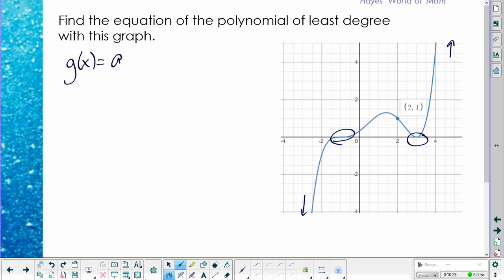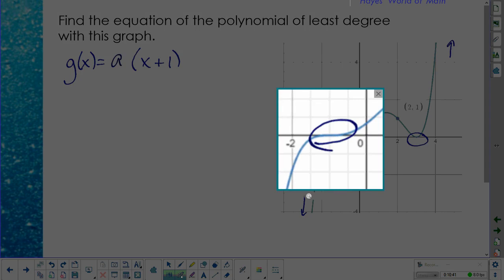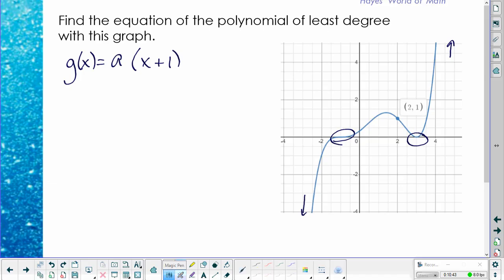I don't know what my a value is. Now that first 0 is happening at -1. So I'm going to do that. Now notice here, if I zoom in on that section, it looks like a cubic equation. So because of that, I'm going to write that as cubic. The same one over here at x equals 3 is a bounce. So for least degree, we're going to count that as a 2, or happening twice, multiplicity of 2, so I'm going to do that. So that's the base equation.